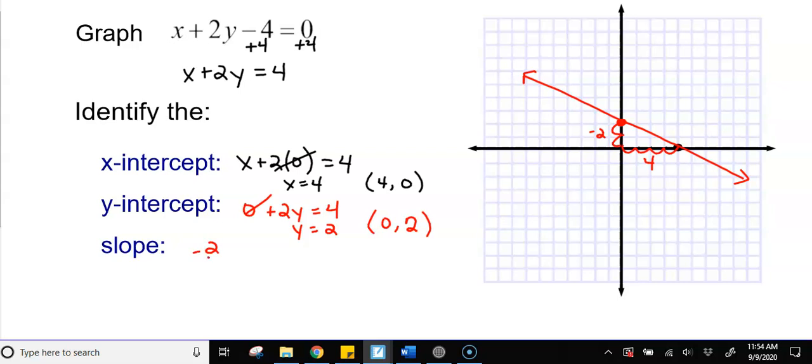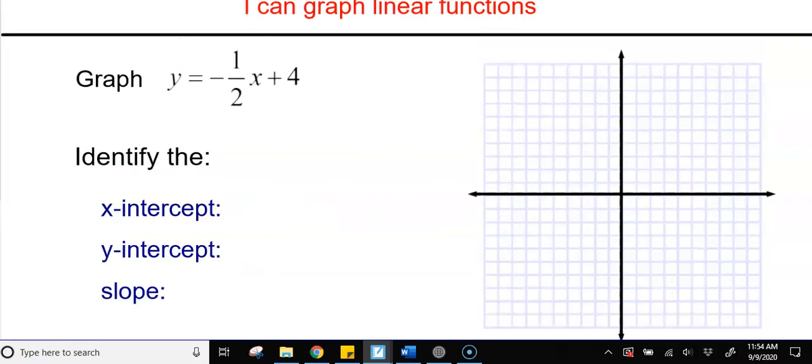So -2/4 or -1/2 if we reduce. All right. Kind of an easier one coming up here. This one is very nicely in slope-intercept form. This is your y equals mx plus b form. So a little bit easier to identify things.